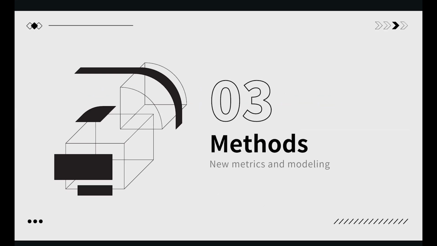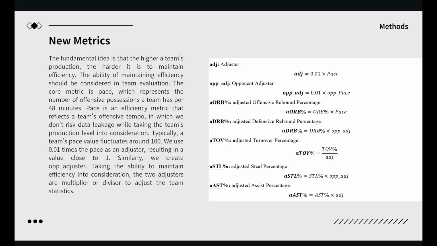Methods. The fundamental premise of this research posits that in basketball, as in any sport, a higher level of team production typically correlates with increased difficulty in maintaining efficiency. Therefore, the capacity to sustain efficiency should be a critical criterion in team evaluation.